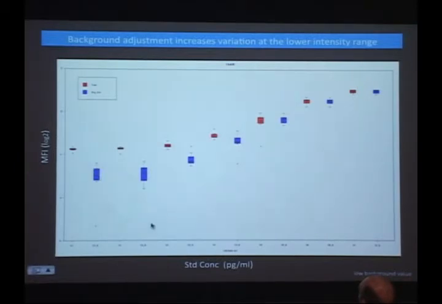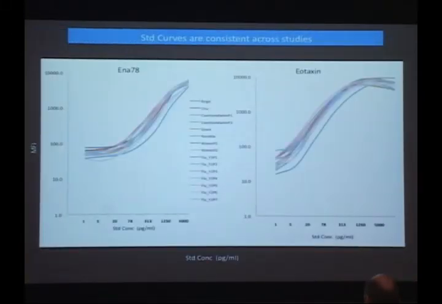the MFIs. And if you see here, with the higher concentration, you minimize the background effects. So at higher MFIs, you see low effects of the background subtraction, whereas at the lower end, it's further apart, because blue is where the background was subtracted, and the red ones are where the background was not subtracted. So there's a lot of difference at the lower end. In the higher end, you don't. So we reached a conclusion here that maybe the background adjustment sometimes increases the variation at the lower intensity range. The other thing that we looked at is the standard curves.